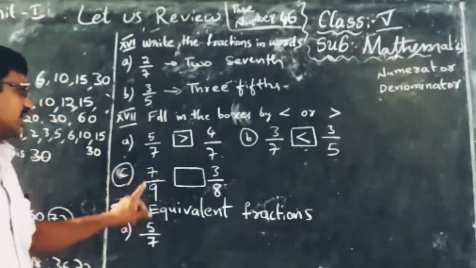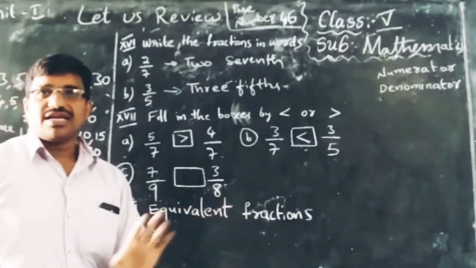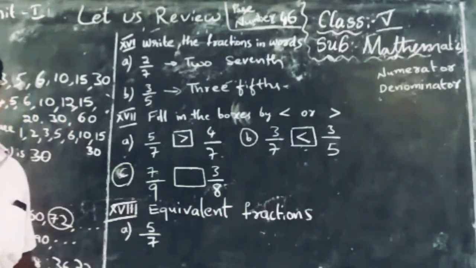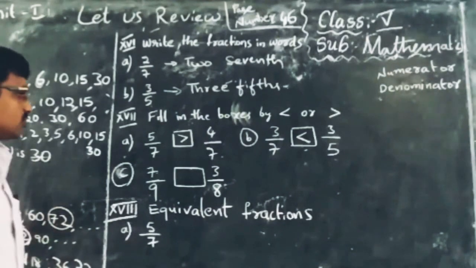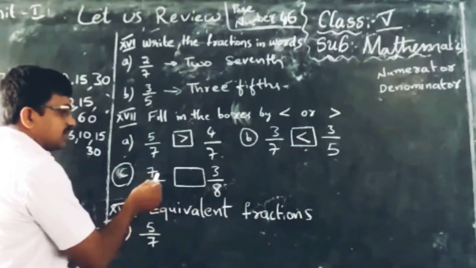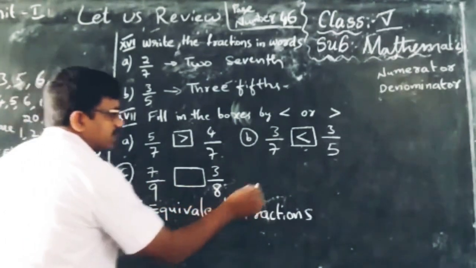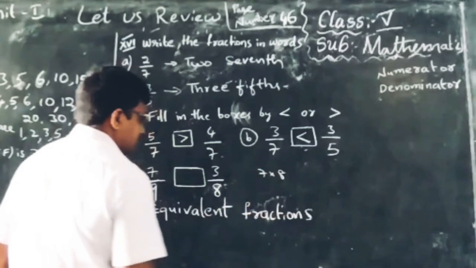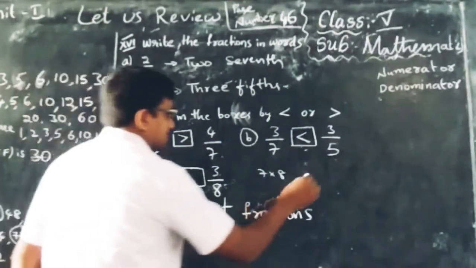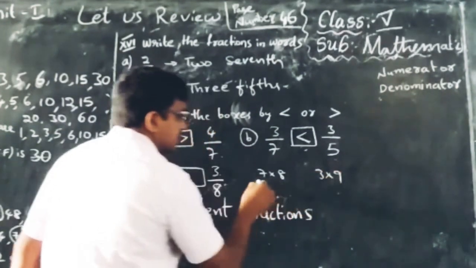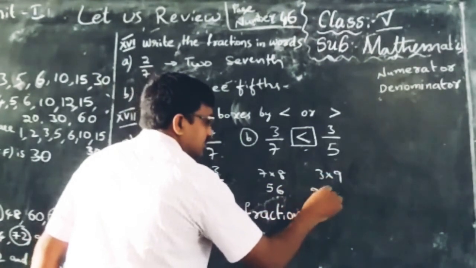Now come to the C bit. Here numerators are not equal, denominators are not equal. They are unlike fractions. At that time, how to find which fraction is greater? For that, we have to do cross multiplication. Means this numerator multiplied by the other denominator, 7 into 8, and this numerator by this denominator, 3 into 9. 7 eights are 56, 3 nines are 27.